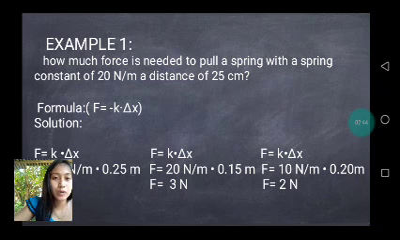If the spring constant is 20 Newton per meter with a distance of 25 centimeters. This formula is from Hooke's law, which is F equals negative K times triangle X. F is the restoring force of the spring, while K is the proportionality constant called the spring constant. Then, the triangle X is the change in the spring position due to the deformation.